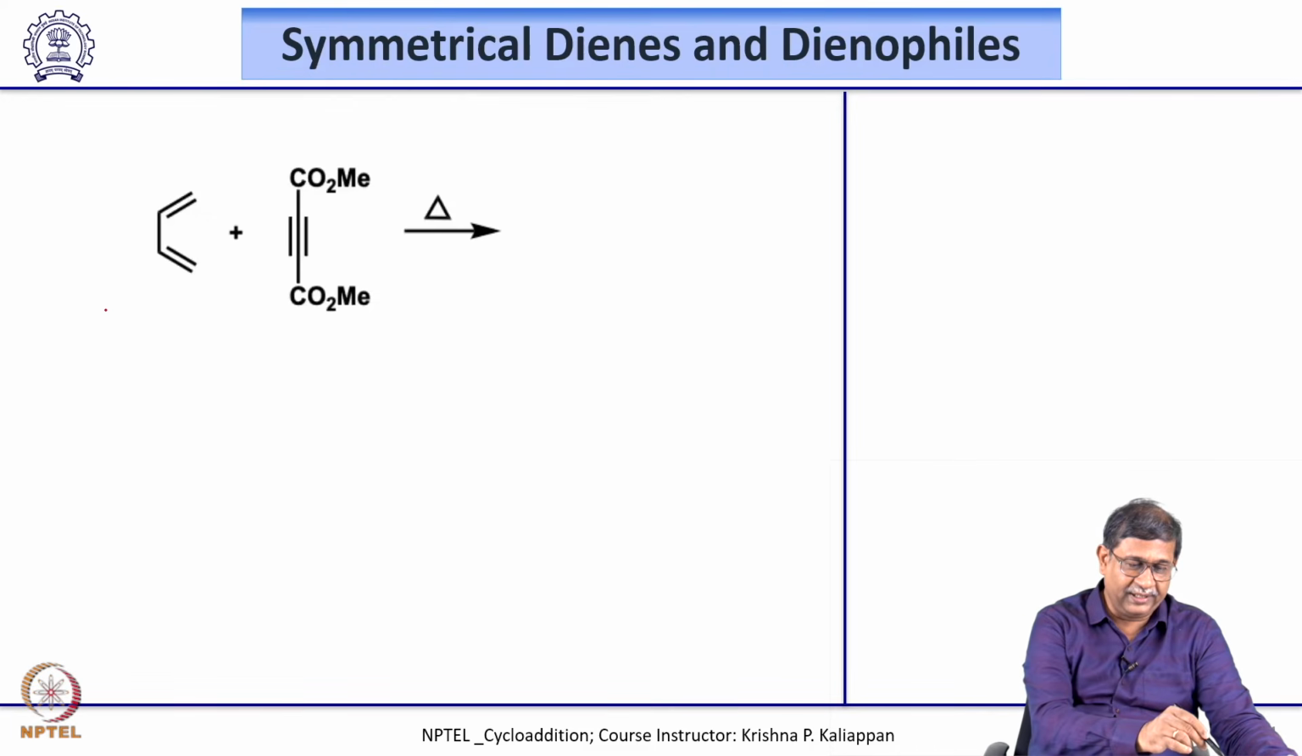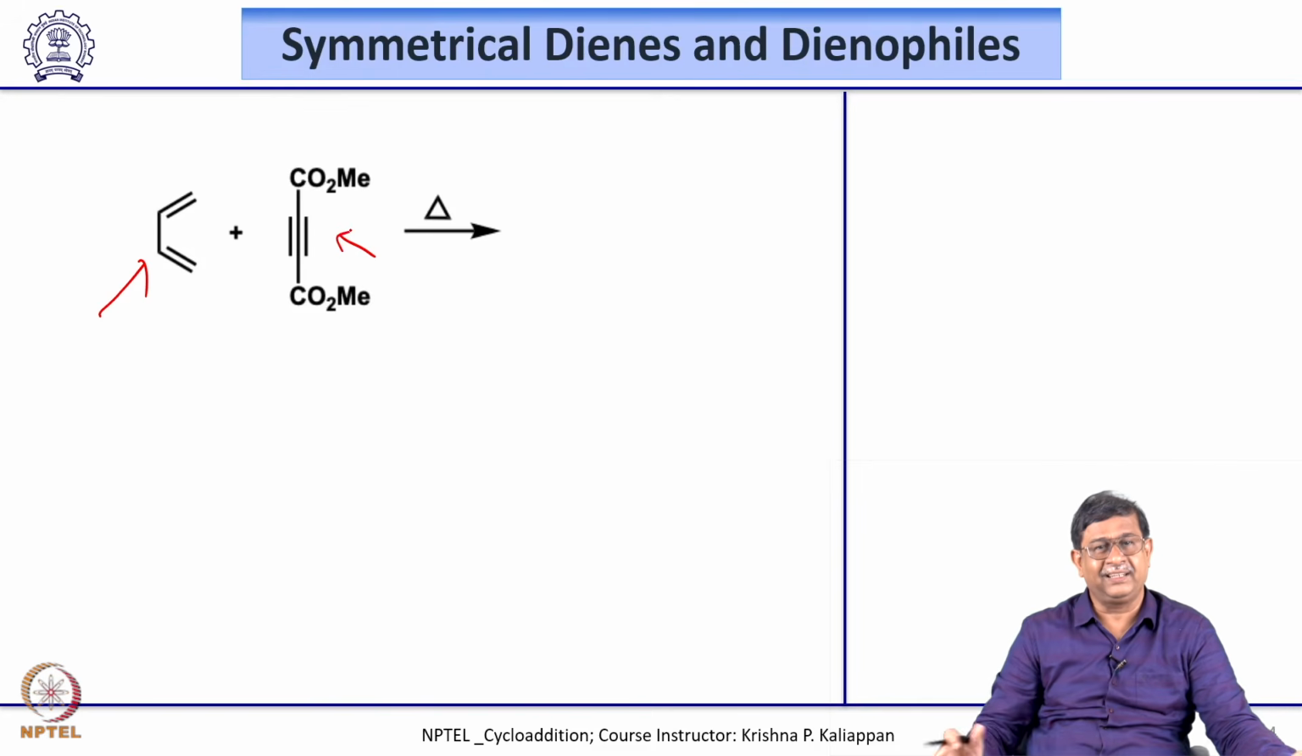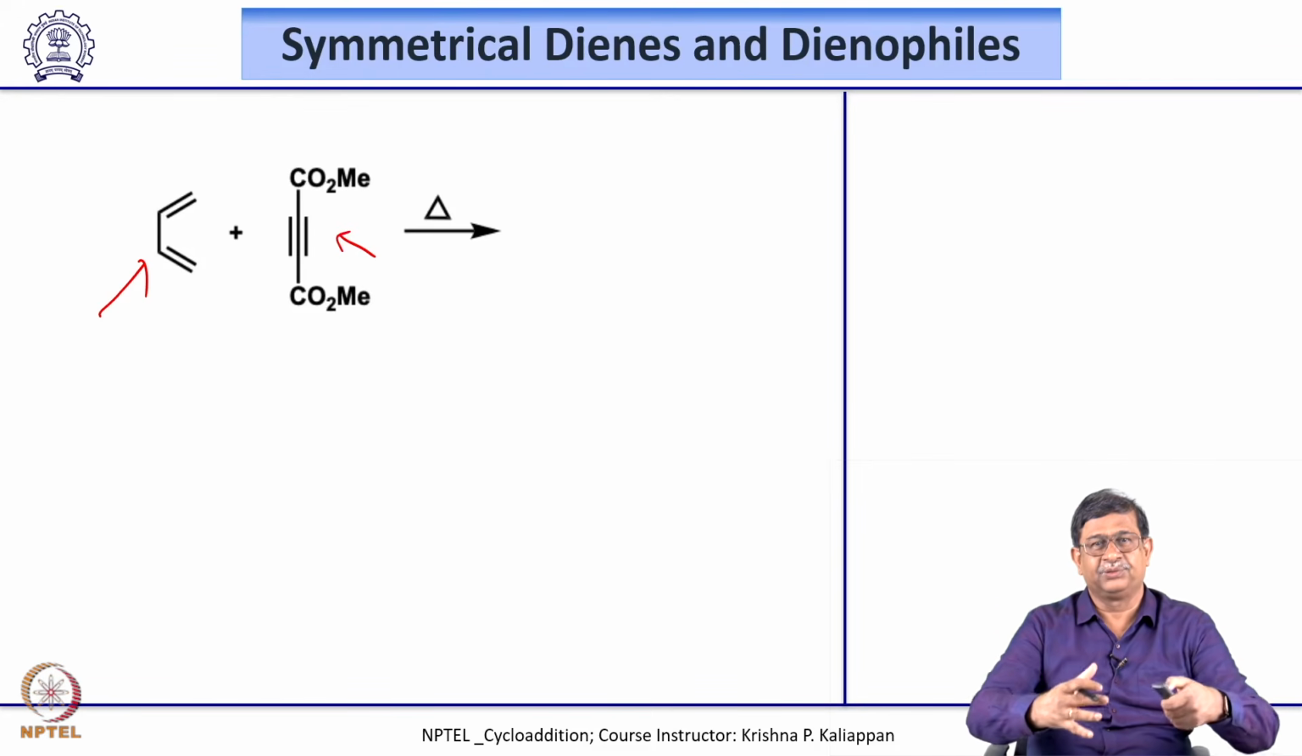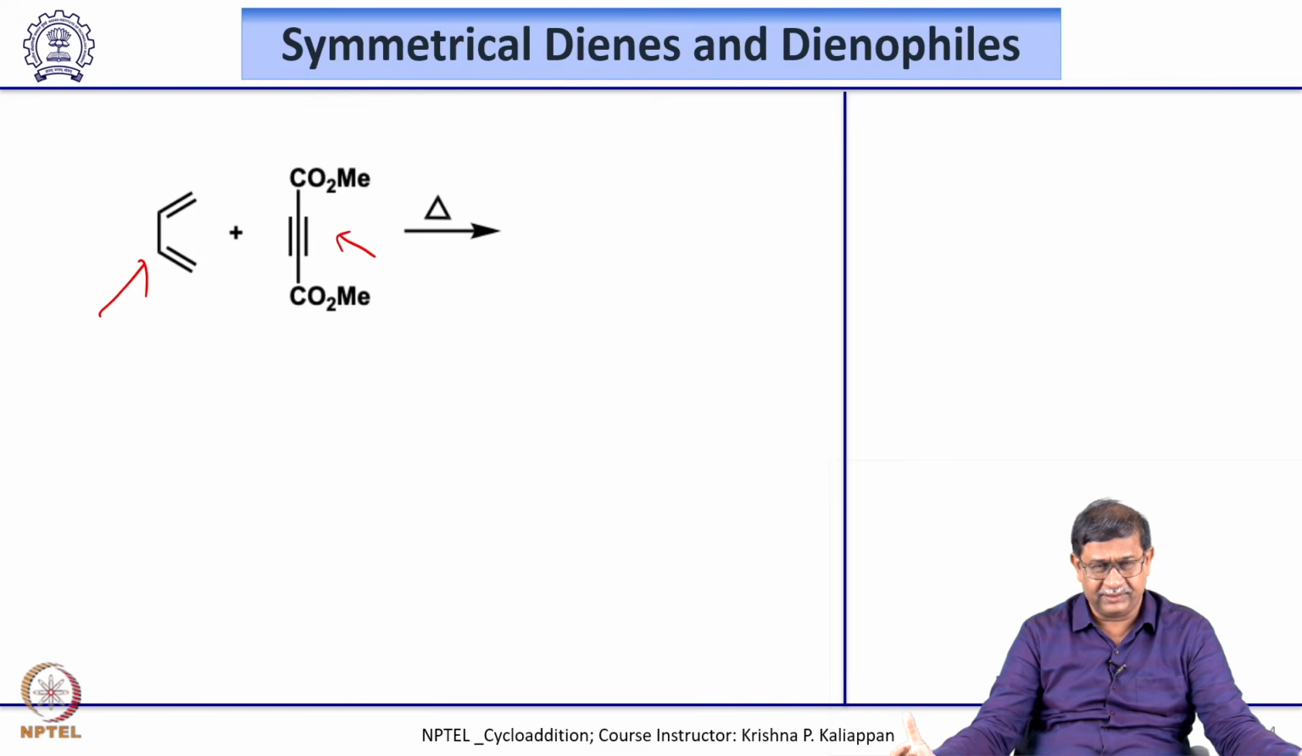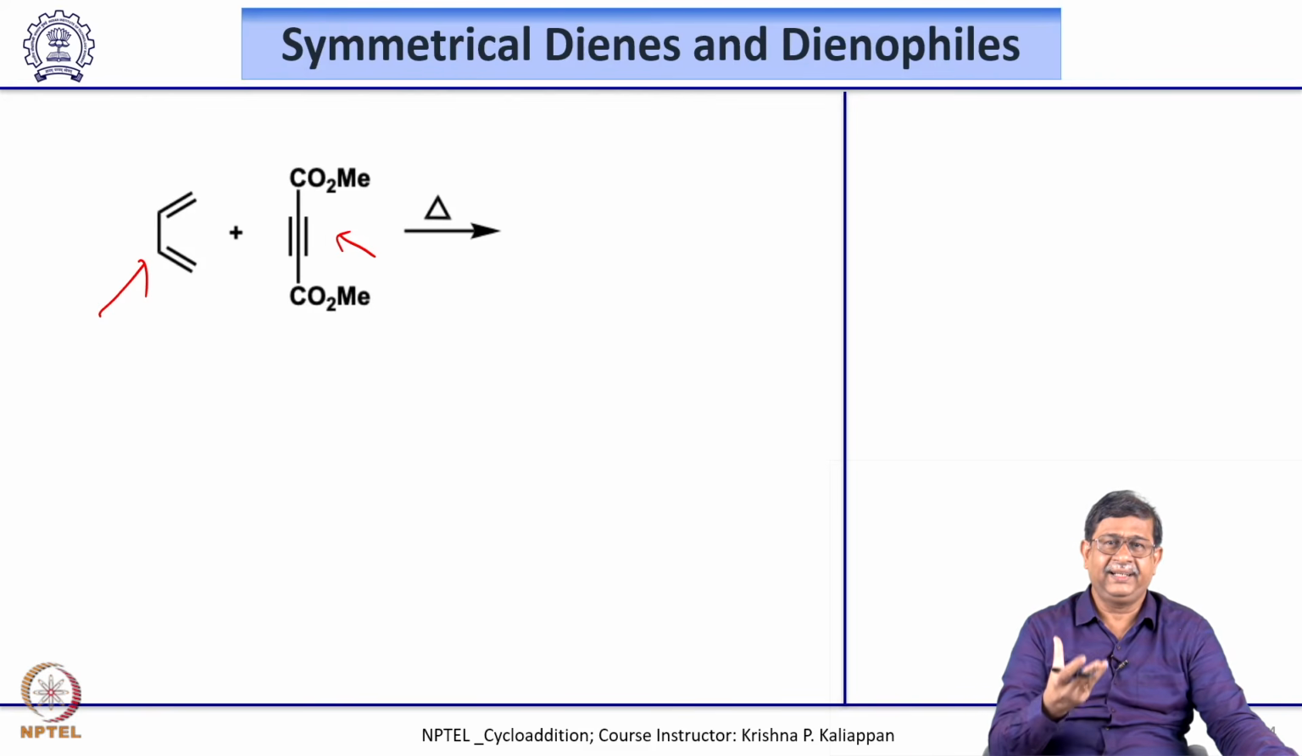So look at butadiene. It's a symmetrical compound, and dimethyl acetylene dicarboxylate is also a symmetrical compound. Now mix these two and heat it. As you know, all cycloaddition reactions do not need any external reagents. Either by heating or shining light, one can do this cycloaddition reaction.